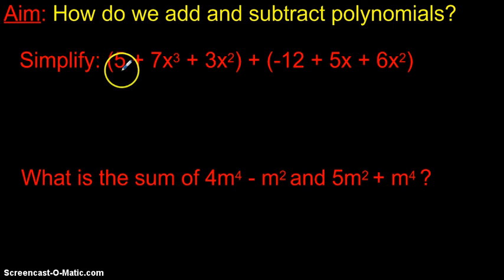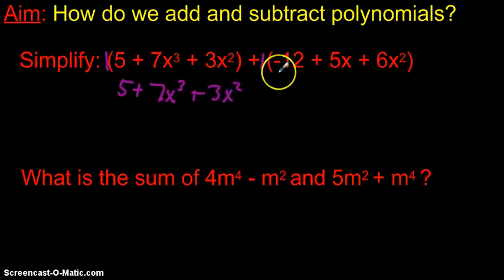Alright, so there's like a 1 here, and it's like there's a 1 here. So we distribute. This is going to stay the same, because what happens when you multiply by 1? A number does not change its value when multiplied by 1. 1 times any number is that number. Same thing here. So that's minus 12 plus 5x plus 6x squared.